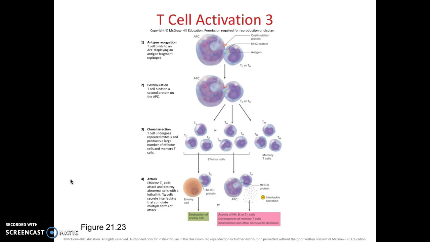So here is a diagram of T cell activation with antigen receptor recognition, that co-stimulation process, the clonal selection, which means it's just making clones, and then the actual attack. So you have your effector T cells there, and T helper cells that can help stimulate interleukins or stimulate multiple forms of that attack.